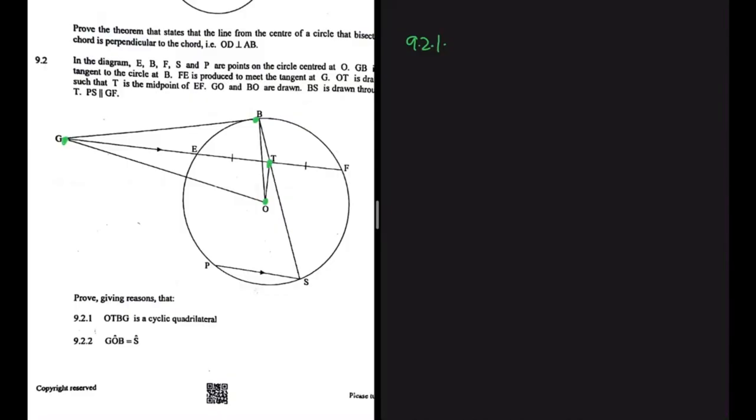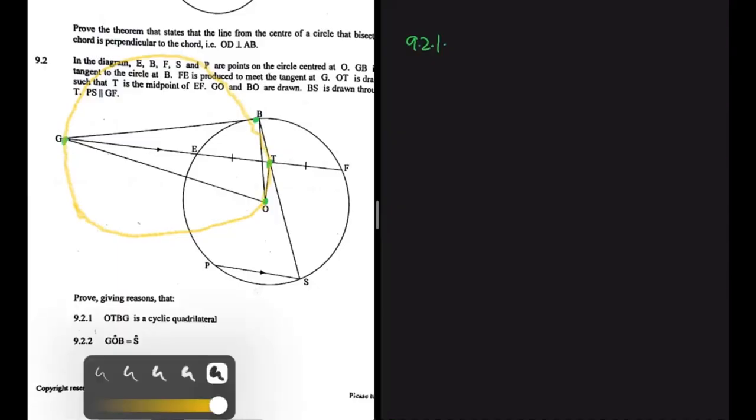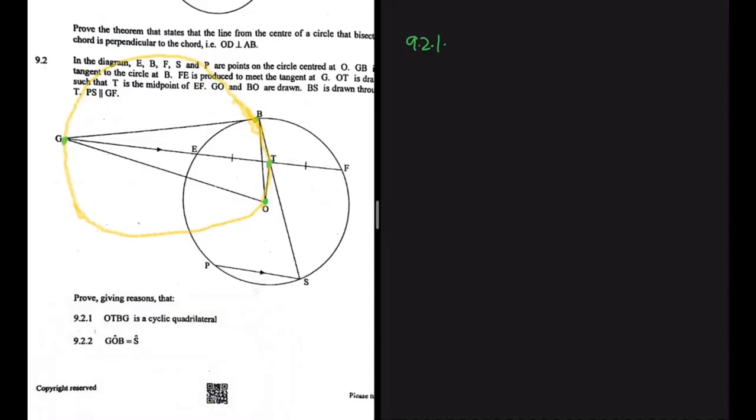Obviously, I'm not going to do any justice drawing the circle, but we must be able to have something of this manner. If OTBG is a cyclic quad, B is also lying on the circle. That's what we mean when you say OTBG is a cyclic quad. So when I tried solving this problem, the mistake I made was trying to prove that it's a cyclic quad by saying that this angle here plus this angle here should be equal to 180.